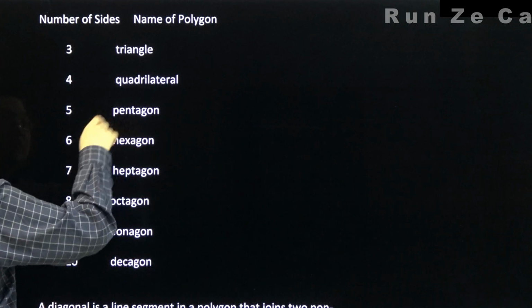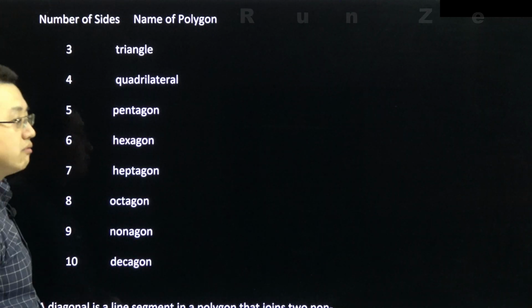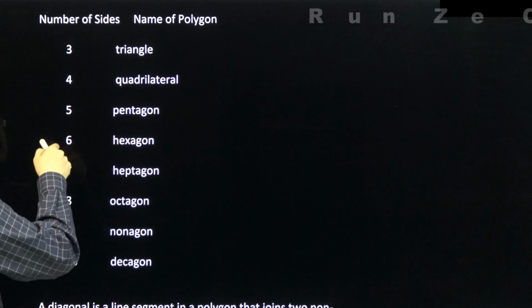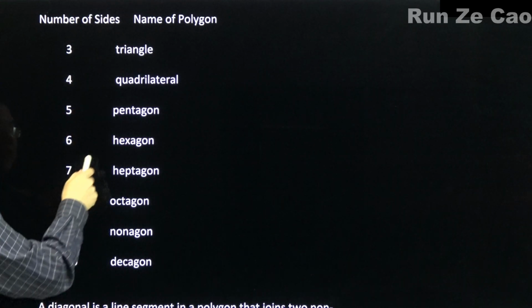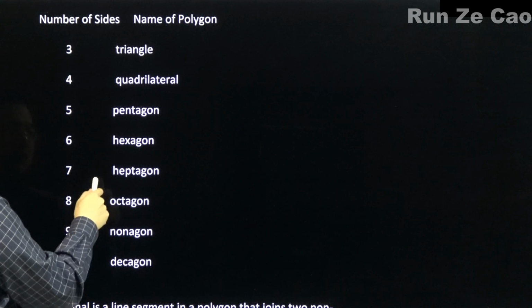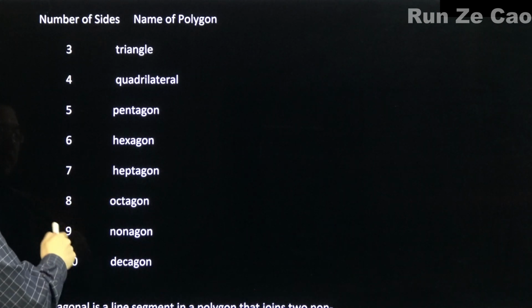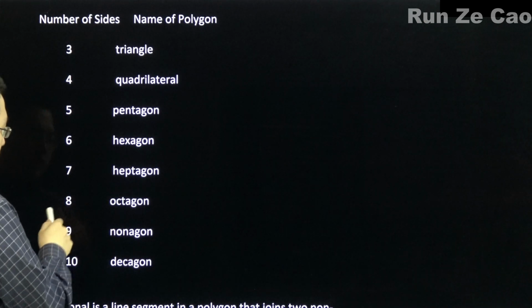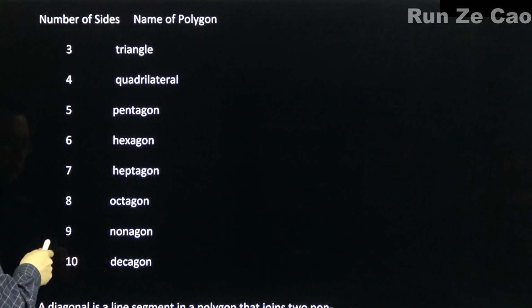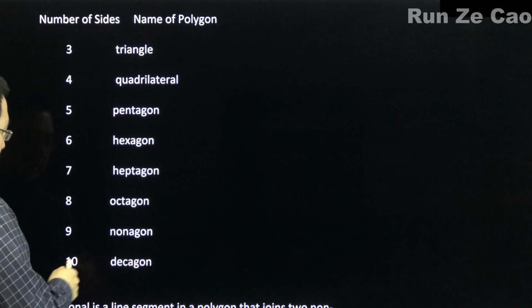Pentagon, hexagon, and so on. The gon just signifies that it's a polygon. Penta is the prefix for 5, hexa for 6, or hex for 6, hepta or hept for 7, oct or octa for 8, nona is for 9, and deca is for 10.